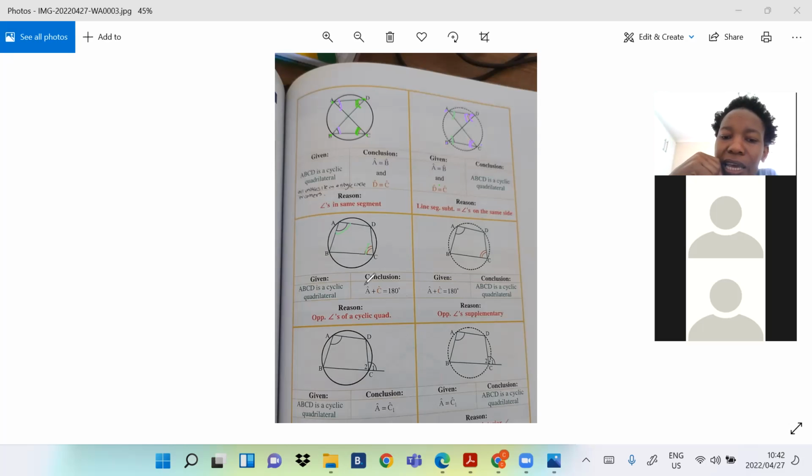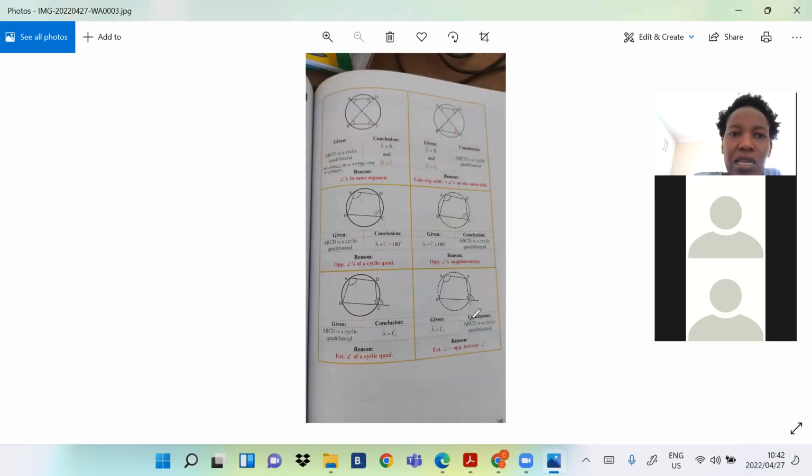Okay, and then the exterior angle of a cyclic quad is equal to the interior opposite angle. So if they tell you this is a cyclic quad, therefore this angle will be equal to that one. Then if they tell you that this angle is equal to this one, therefore this shape is a cyclic quad.